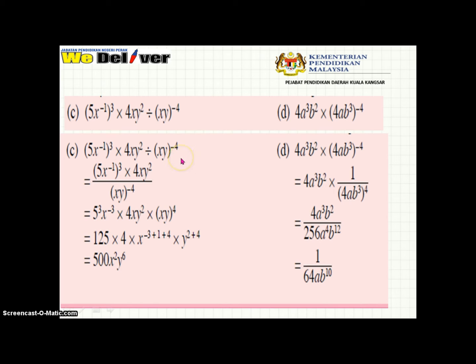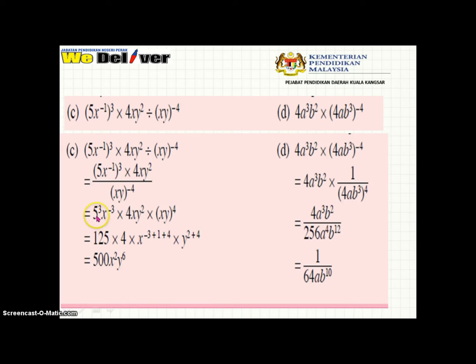So the C, example C, find x to the power of negative 1 to the power of 3 times 4xy squared, divided by xy to the power of negative 4. So for the division we use a fraction. Okay, so we expand 5 to the power of 3 x to the power of 3 times 4xy squared. And the negative index here in the denominator, we write in the numerator and it becomes positive. So xy to the power of 4.